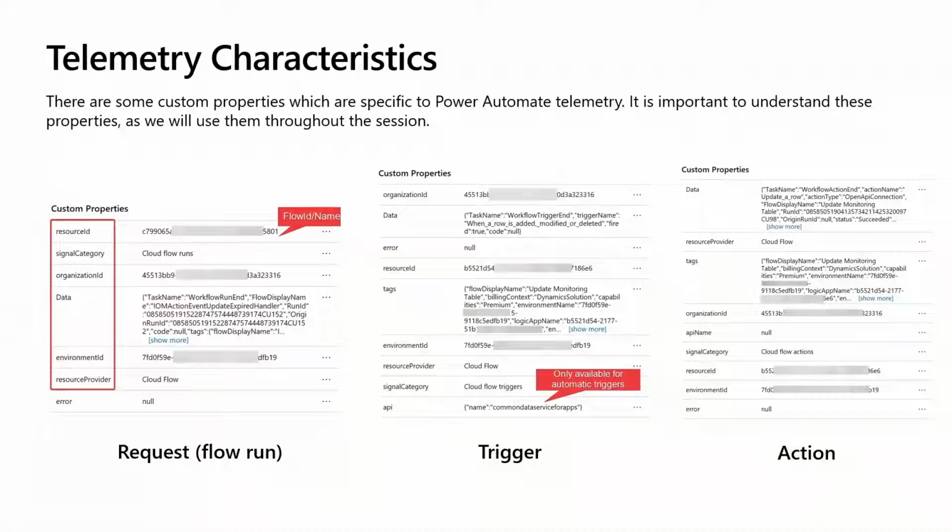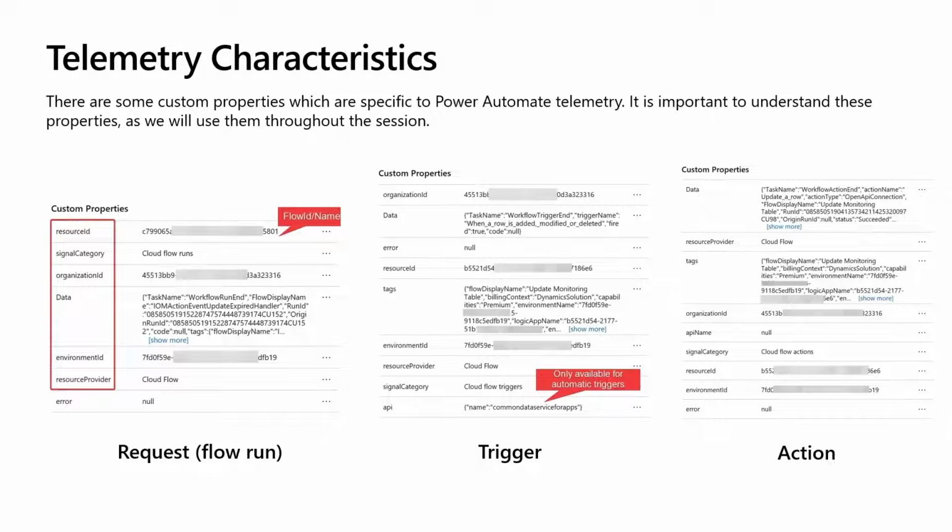Data object contains flow metadata information such as flow display name, run ID, XRM workflow ID, created by, etc. Triggers and actions have an additional object named tags. In the flow request, it is a part of the data object. There are a couple of interesting things about triggers telemetry.